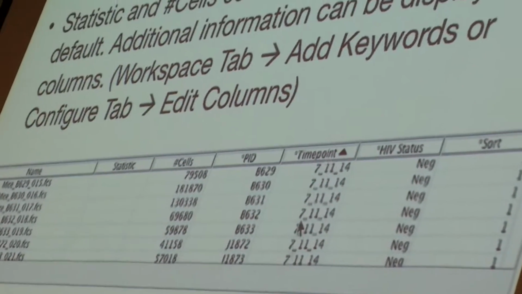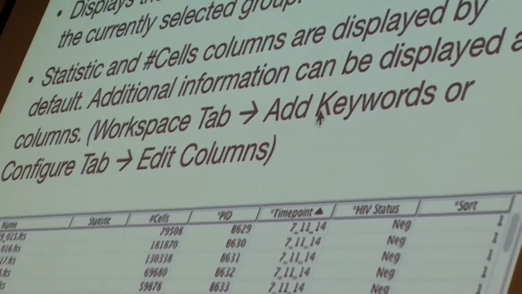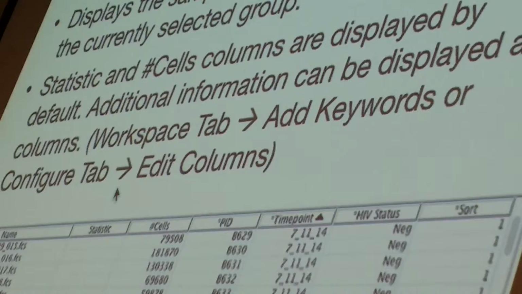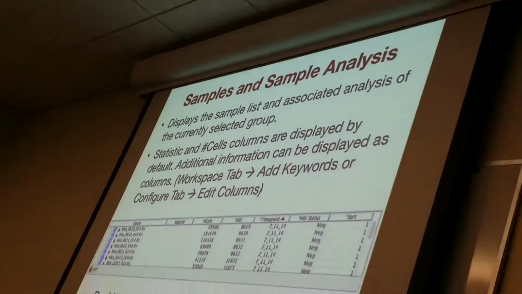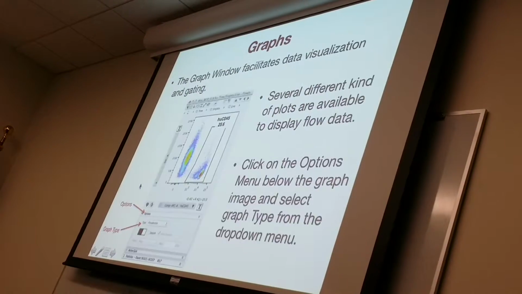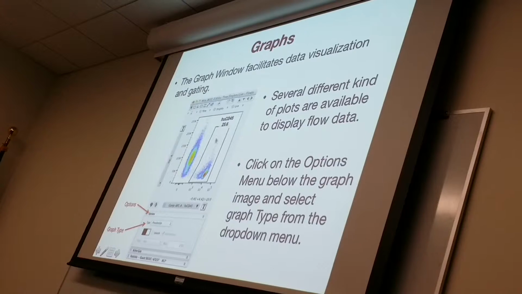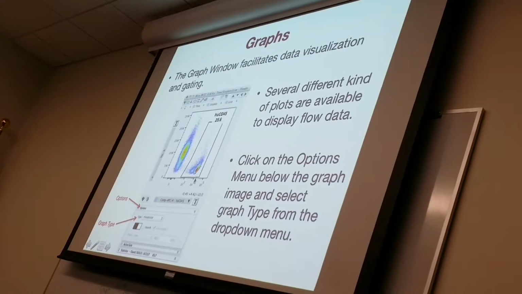I can add this information by going to the Workspace tab and adding keywords, or the Configure tab and editing columns. And I'm going to show you how to do that in just a minute, so I'll go over it again. When you're ready, you can double-click on a sample, and it'll open up a new graph window. And the graph window is where you can add your gates to identify subset populations of interest based on your marker expression.